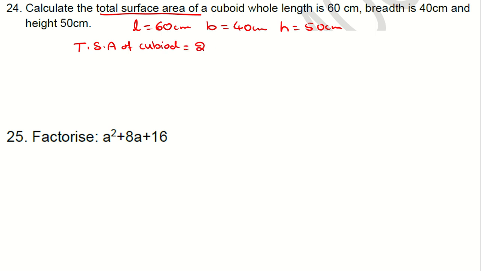Total surface area of the cuboid is 2 into (lb plus bh plus lh). So this is the total surface area. Now we have to find it. That means 2 into l, which is 60, into b, which is 40. Now I write the square bracket, and then b is 40 into h is 50.